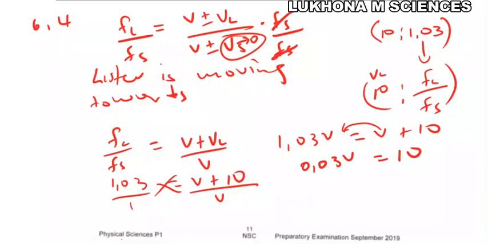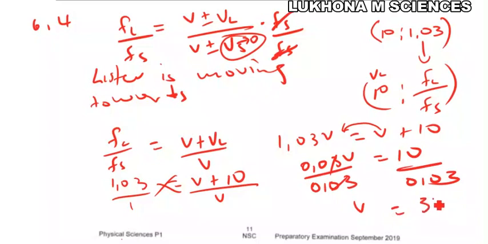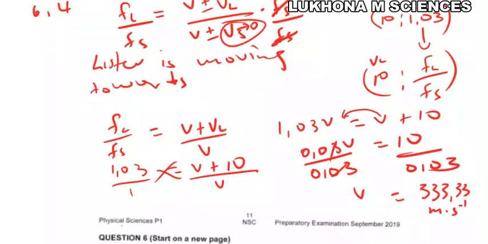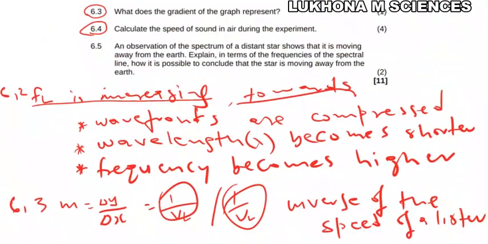Then we divide by 0,03 on both sides. Then V is equal to 333,33 meters per second. Then the question is answered. Now let's go to this question.